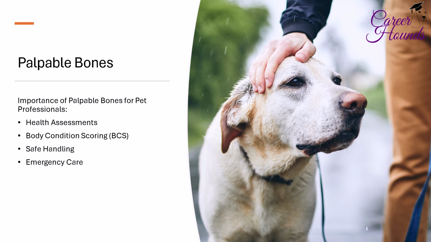1. Health assessments. Palpable bones are used to check for abnormalities such as swelling, fractures, or deformities. 2. Body condition scoring. Feeling for ribs, the spine, and pelvic bones helps evaluate whether a dog is underweight, overweight, or at a healthy weight. 3. Safe handling. Knowledge of palpable bones helps avoid undue pressure on sensitive areas. 4. Emergency care. Identifying palpable landmarks is crucial for first aid, such as checking for fractures or positioning bandages. Palpable bones act as an important guide for understanding the dog's anatomy and ensuring proper care.